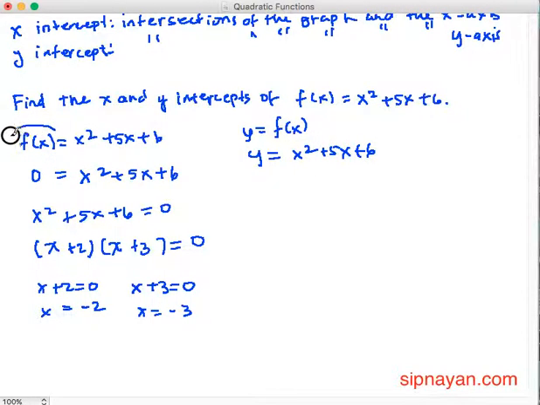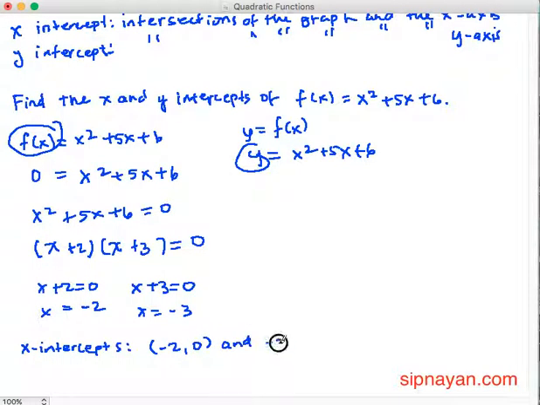So, pareho lang silang dalawa. Yung f of x here, tsaka y. Pareho silang x squared plus 5x plus 6. So, that's why we can set y to 0 or f of x to 0 and then factor out. So, the intercepts, the x-intercepts of this function is at negative 2, 0 and negative 3, 0. Okay? Okay, nakuha na natin yung x-intercept.